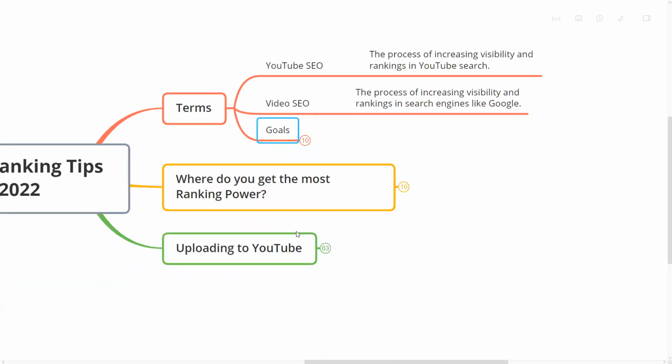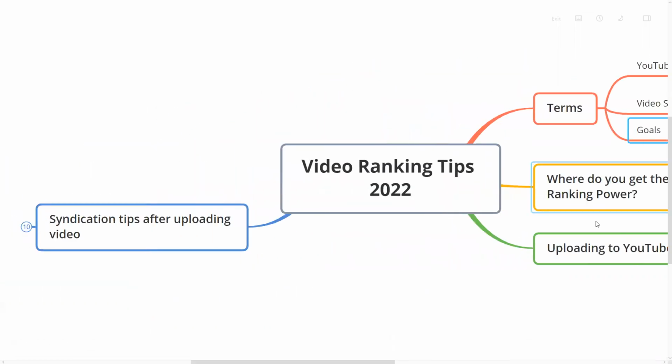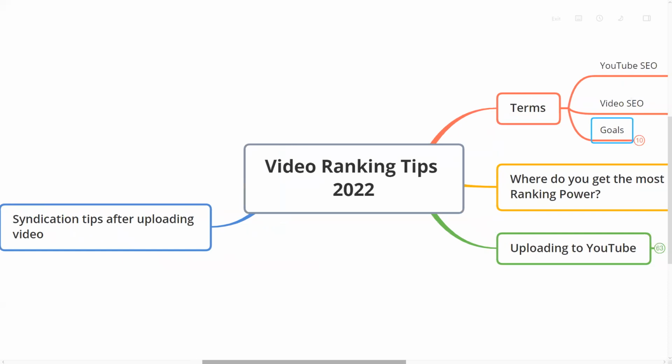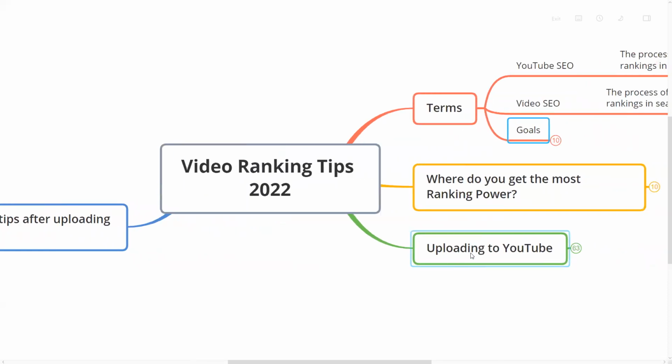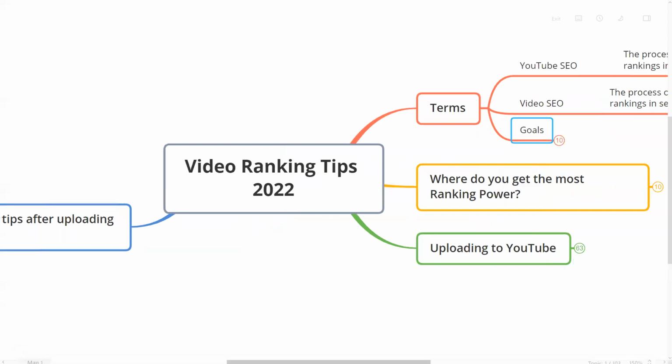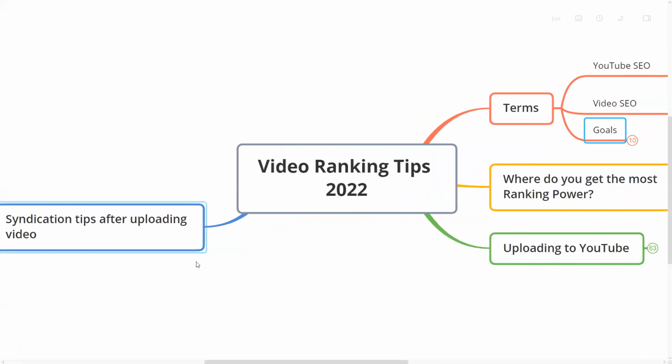Okay. Now, I'm going to jump over to YouTube, but I want to go over some basic concepts before we go into the actual process. So what we're going to talk about today is the uploading part. When you're actually in YouTube Studio, what do you need to do? What do you need to fill out? And then we're going to talk a little bit about the syndication tips after you upload. Okay.